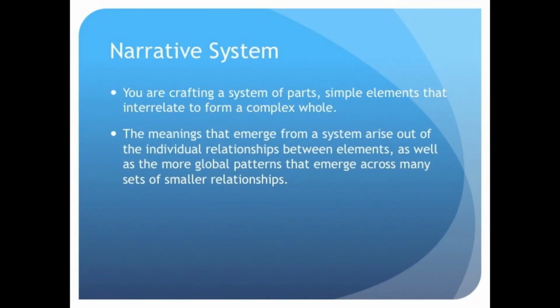Finally, to think about the game as a narrative system, as a system of meaning making, we really want to consider and recognize that we are creating systems of parts, simple elements that interrelate, that connect together to form a complex whole. So the meaning that emerges from this process of this system tells individual relationships and narratives in different ways. It brings together global patterns that emerge across multiple smaller relationships, and it really expresses meaning. And so fundamentally, I want you to consider it as the idea that you're crafting systems of parts, right? And emergent meanings that come from this process of storytelling. So think about ensuring that our components work together in creative ways.